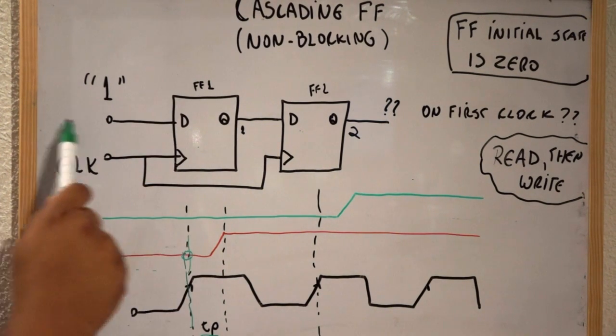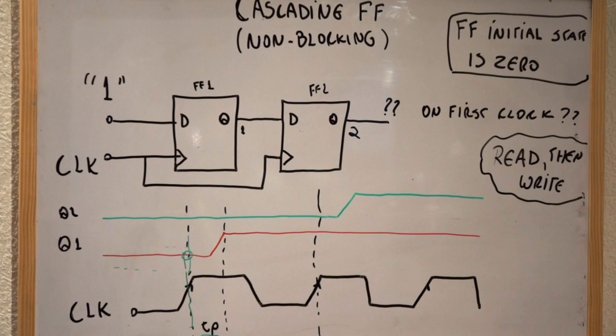The input is always set to 1. On the rising edge of the clock, the input will be sampled, and after a finite amount of time, the output of flip-flop 1 will go high. But notice that it's not immediate. You have the rising clock here, and the output will go high after a propagation time delay, Tp.